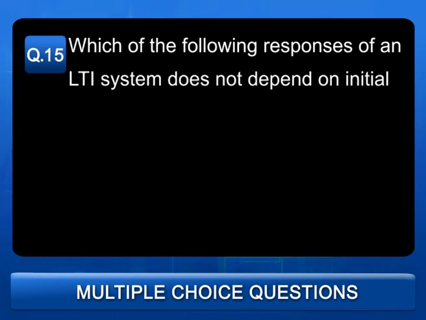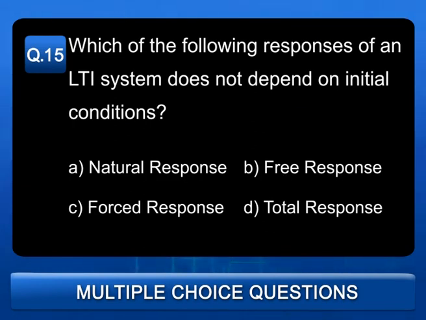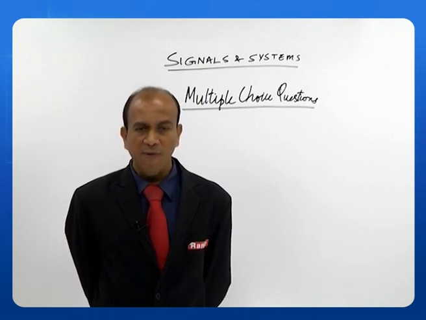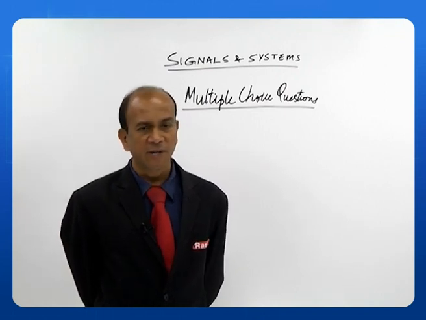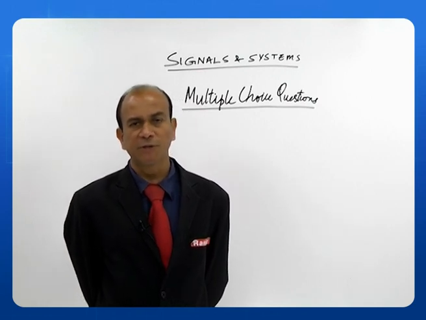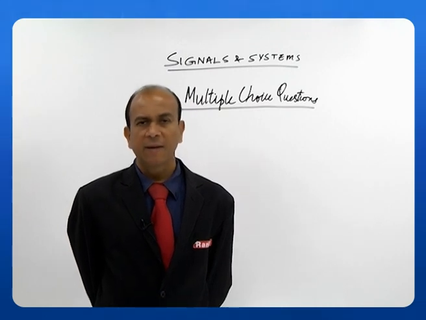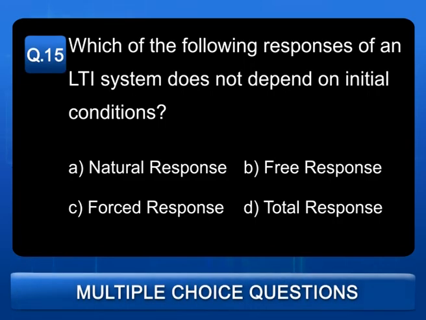Let's move on to question number 15. Question number 15 says, which of the following responses of an LTI system does not depend on initial conditions? A. Natural response, B. Free response, C. Forced response, and D. Total response. The answer is forced response. When a forced response is there, it does not depend on initial conditions, whereas natural or free or total response does depend on the initial conditions, except the forced response. So the answer is C.